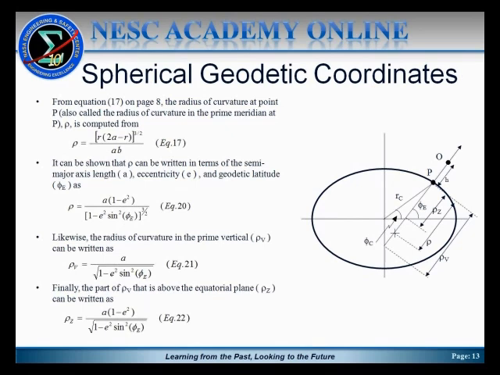Likewise, the radius of curvature in the prime vertical, what's depicted as rho sub v in the figure, can be written as A over the square root of 1 minus e squared sine squared phi sub e. That's equation 21. Finally, that part of rho v that's above the equatorial plane, depicted as rho z in the figure, can be written as A times (1 minus e squared) divided by the square root of 1 minus e squared sine squared phi sub e. That's equation 22. So all those will be very important in defining the geometrical relationships between rectangular and spherical coordinates that are going to follow here.